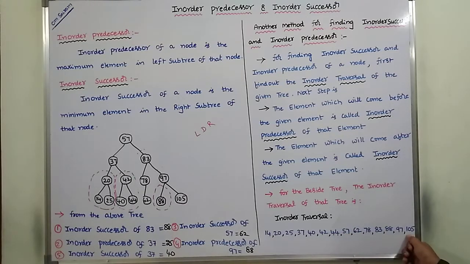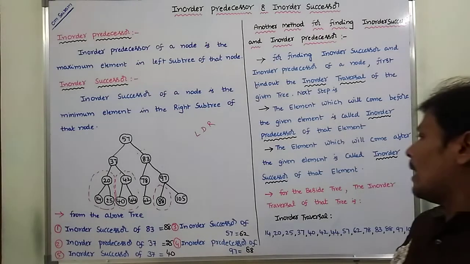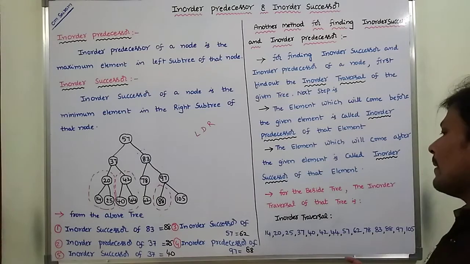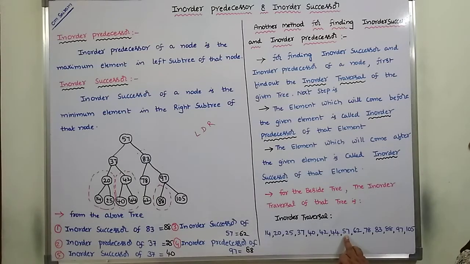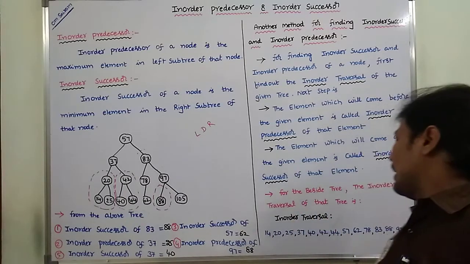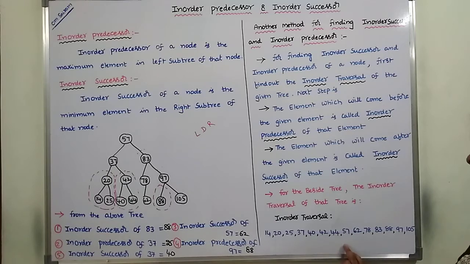Next, take 105. Inorder successor of 105: there is no element, so that is null. Inorder predecessor of 105 is 97. Next, inorder predecessor of 57 means one step backward, that is 44. Inorder successor of 57 is one step forward, that is 62.